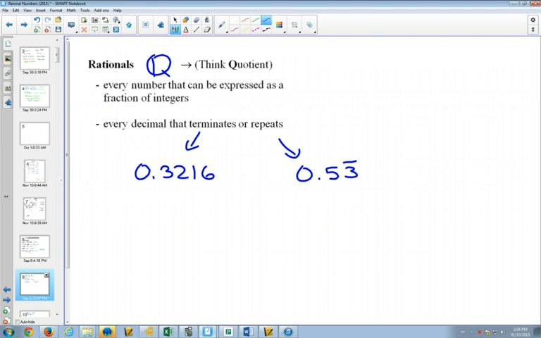There are some numbers that go on forever but don't repeat. Do you know a number that does that? Pi. Pi is not a rational number because it's 3.1415 and so on and so on and so on. I think it ends with a 5. It does not end.